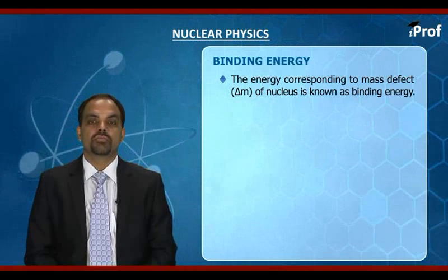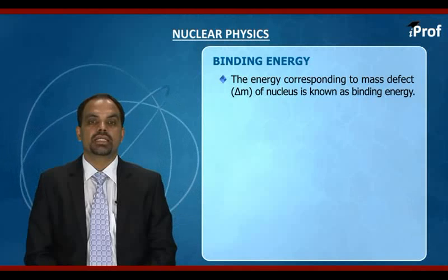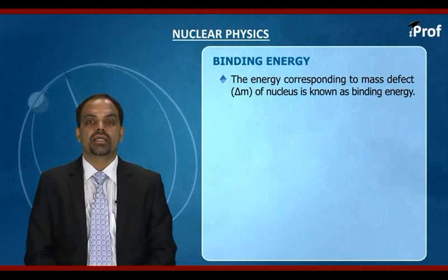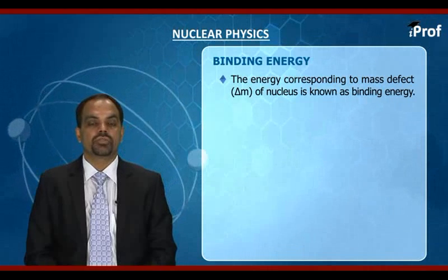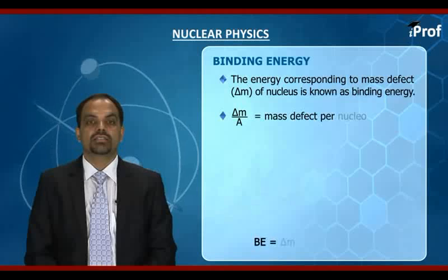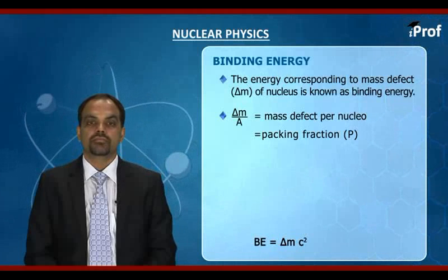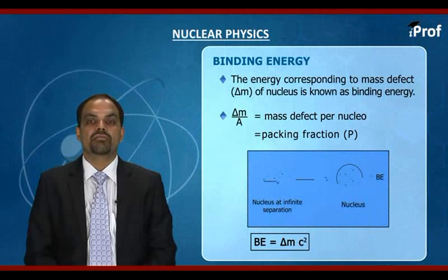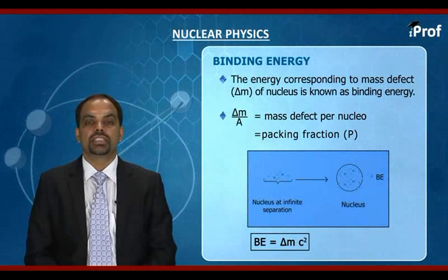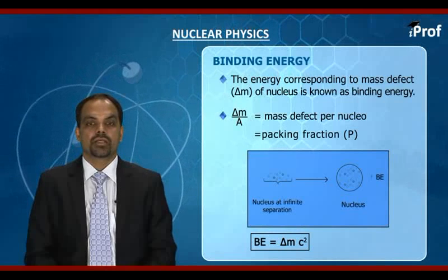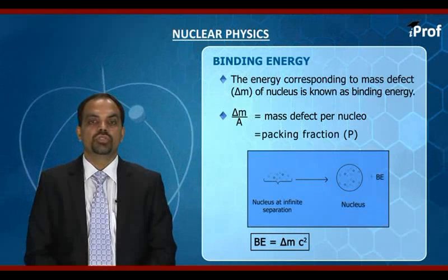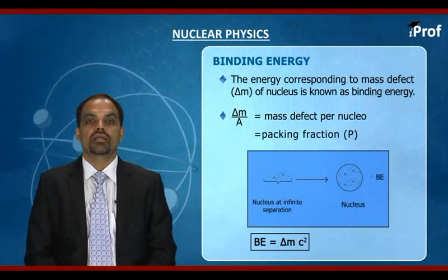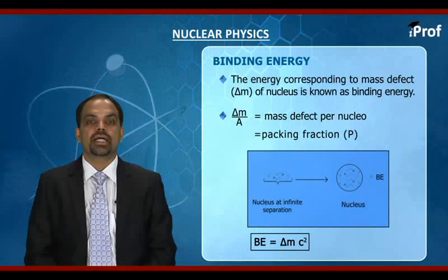In other words, in order to break the nucleus into its constituent nucleons, an amount of energy equal to this binding energy has to be supplied to the nucleus. The mass defect per nucleon, that is delta m divided by A, is called the packing fraction of the nucleus and we represent it by P. Now we have used two terms, the binding energy per nucleon, which we are calling packing fraction, and the binding energy itself.